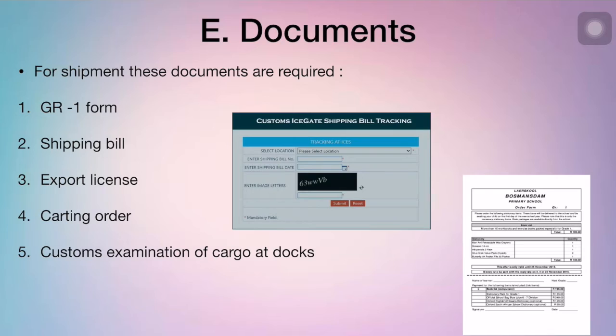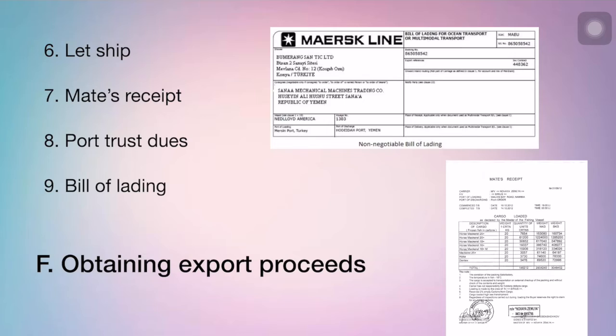Then number 5, you have customs examination of cargo at docks. Again, there is going to be a checking of the products to be exported at the docks. The exporter can also arrange for the physical check of the products in his factory or warehouse. Then we have let ship, right? Here the exporter arranges for loading the products on the ship.